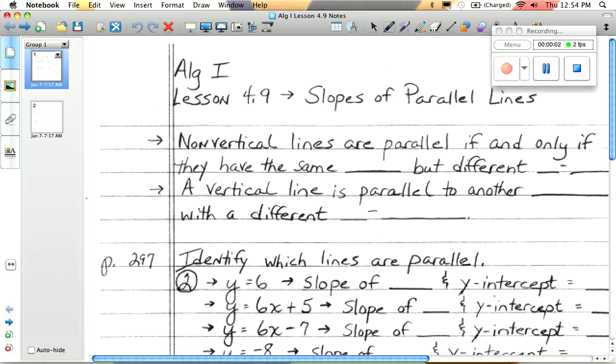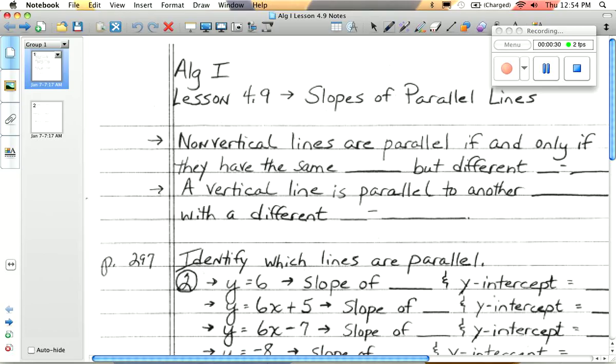So we're starting lesson 4.9 today, and we're only going to cover one thing in it today, and that is the slopes of parallel lines. Lines are parallel when what? What's parallel mean? They're like railroad tracks. They never touch. They never cross. Every point on the line is equal distance from a point on the other line. They will never meet each other.